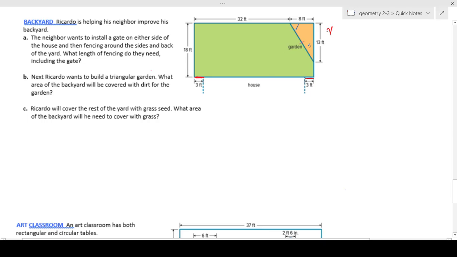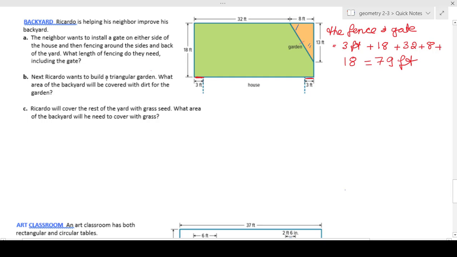The fence and gate equals, we're just going to add the items. It's 3 feet plus 18 feet plus 32 plus 8 plus, this was 18, so this is 18 too. I don't look to the 13 only. So this is plus 18. And if we add all of this, it will give me 79. Now, the second part.